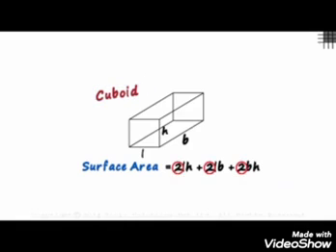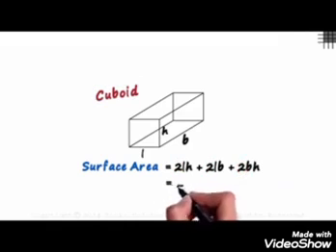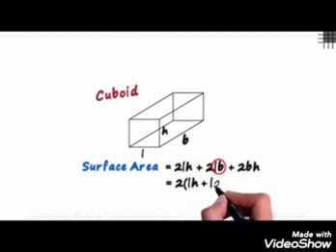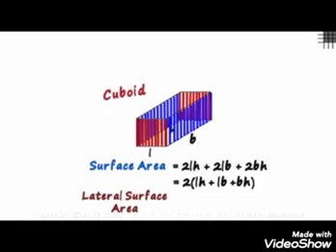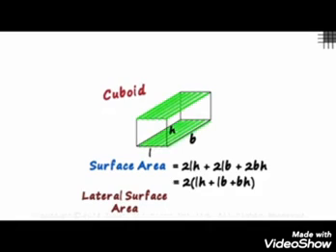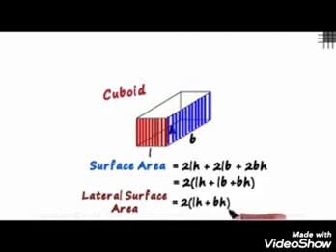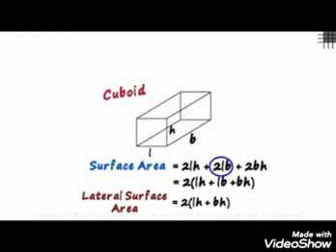Taking the factor 2 common, we can write it as twice (LH plus LB plus BH). What is its lateral surface area then? The word lateral simply means side. This is the sum of the areas of the faces on the side, not the faces at the top or the bottom. So it will just be twice (LH plus BH). We ignored 2LB as they are the areas of the top and bottom surfaces.